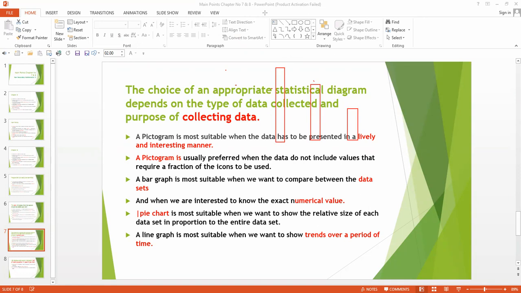When we have to use a bar graph, we can easily compare between the data sets. Clear? Now we move towards the next point, and that one is the last one.